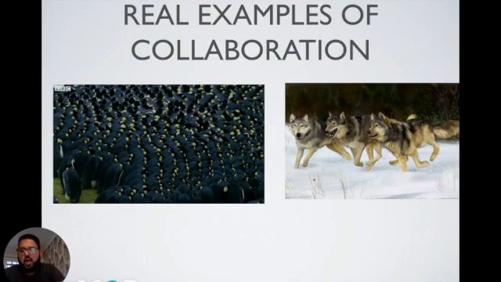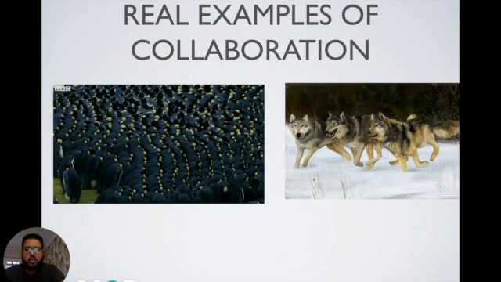So, I have two pictures here. I have pictures of penguins and a pack of wolves. Now, penguins have to collaborate. They collaborate by huddling together to keep each other warm during the cold winter months. If they did not work together, collaborate and huddle together, there could be potential that they would freeze.